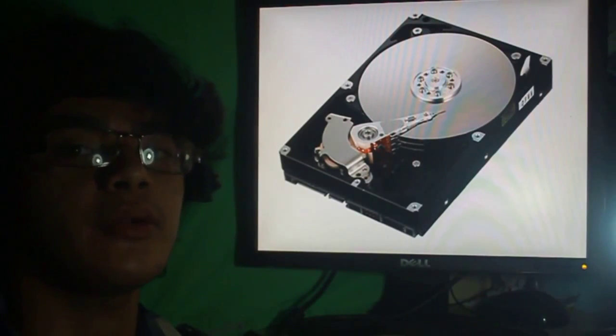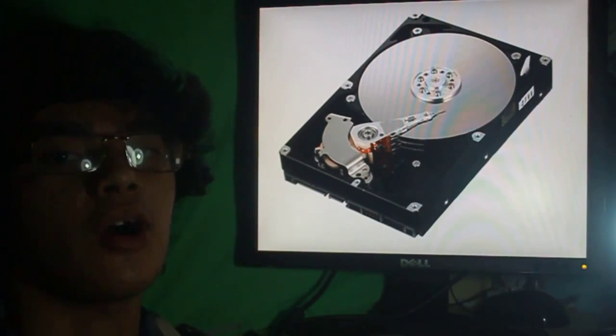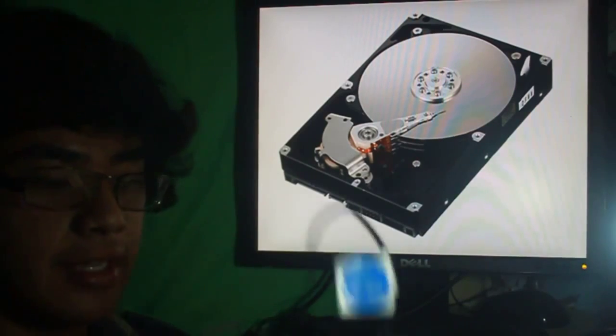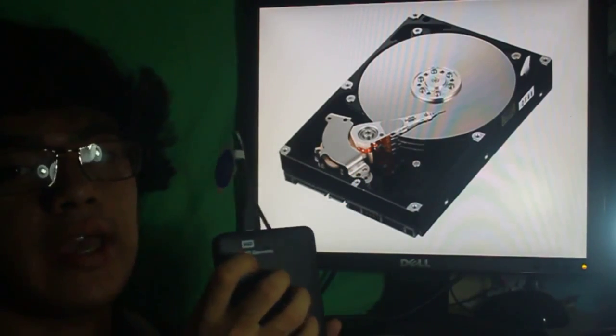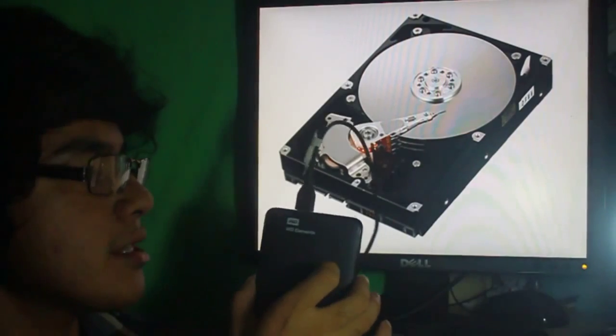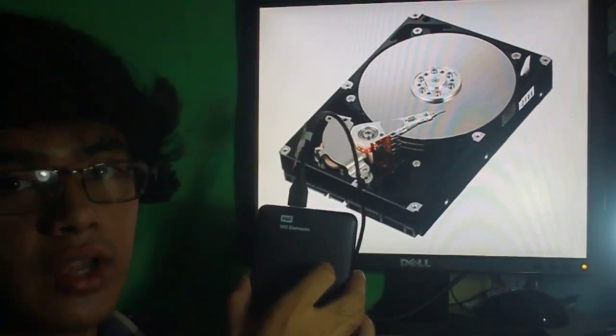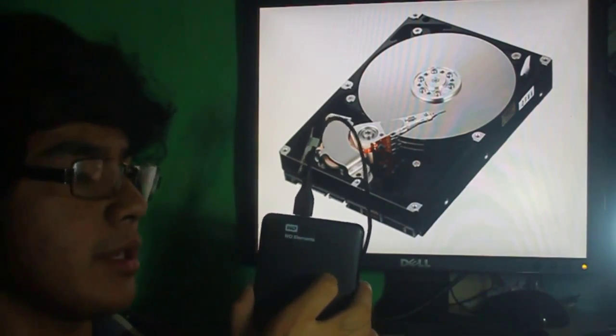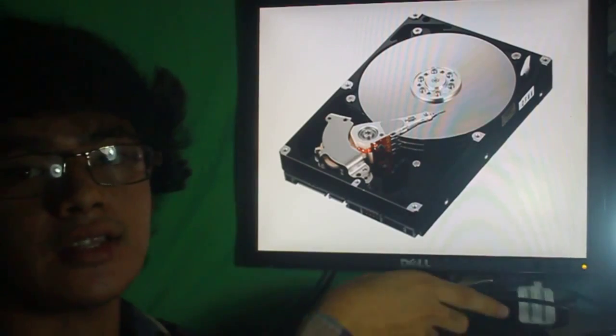Hello, today we're going to talk about hard disk and optical disk. Here I have an example of a hard disk. This hard disk can hold up to 1 terabyte of memory. Let's get started.